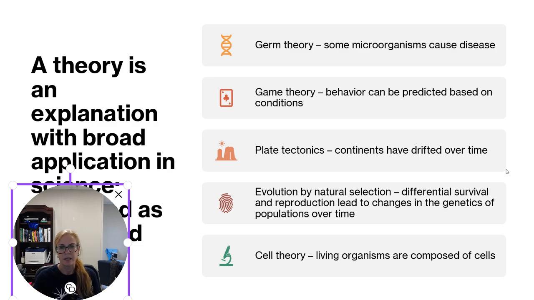Evolution is another theory. Evolution by natural selection, specifically, is posited by Charles Darwin and Wallace. And this is just that differential survival and reproduction lead to changes in genetics of populations over time. What does that mean? Well, it means that natural selection, remember, some organisms have a competitive advantage over others because of some characteristics that they have.